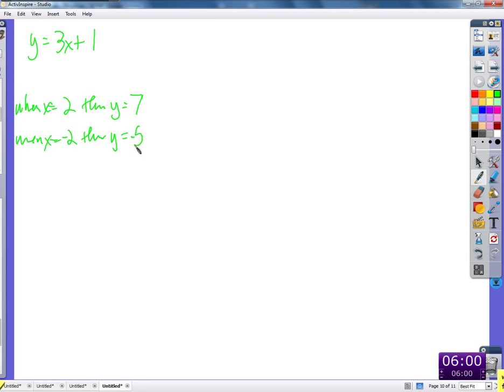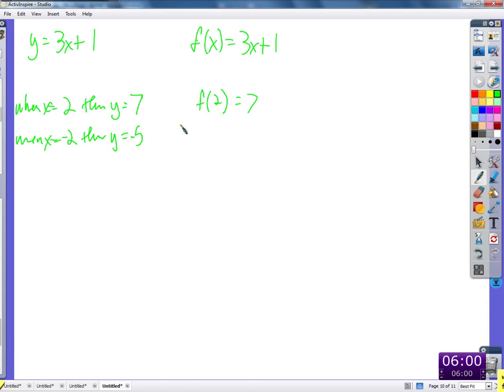Mathematicians like to save ink, so here's how they save ink. They came up with function notation. Okay? Rather than writing y equals 3x plus 1, they write f of x equals 3x plus 1. Okay, that's not f times x. f of x is read f of x, and it just means y. It's just the output. Now here's the advantage. Instead of writing when x equals 2, then y equals 7, you just say f of 2 is 7. I replace x with 2 in the function called f, and what I get is 7.